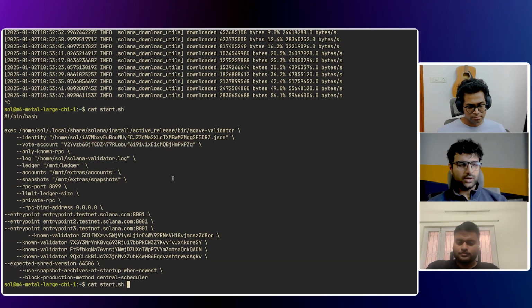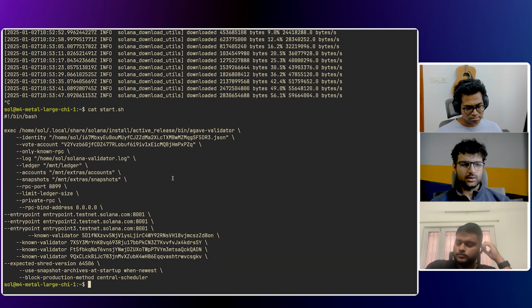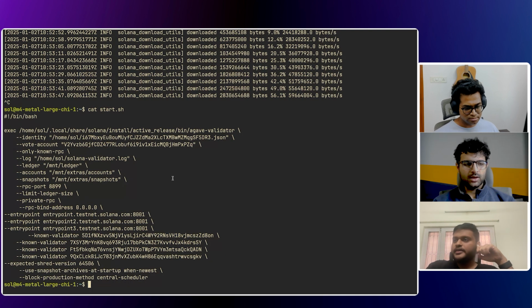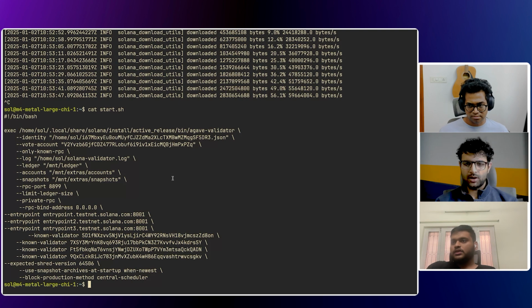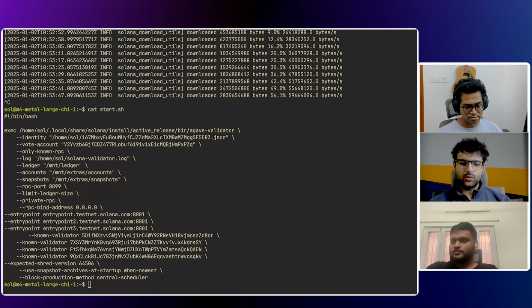Got it. And you mentioned there are two accounts, the vote account and the identity account. Yeah. Identity is just a normal key pair, and the vote account is a proper account on Solana. So like a PDA? Yeah, it's a PDA. I was asking, when you say it's an account, what do you mean? The vote account is a PDA specifically. Got it.